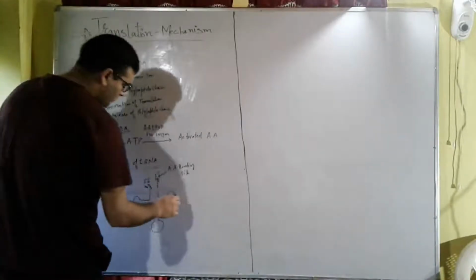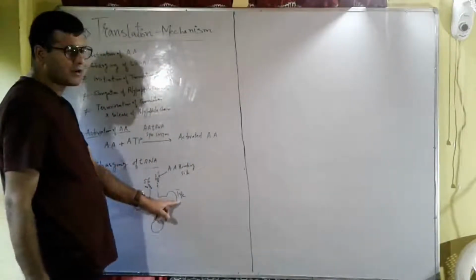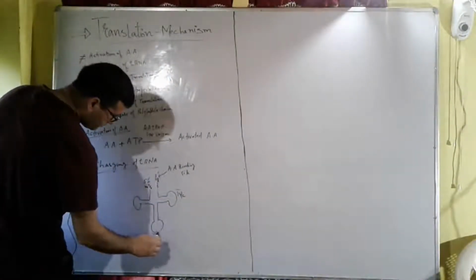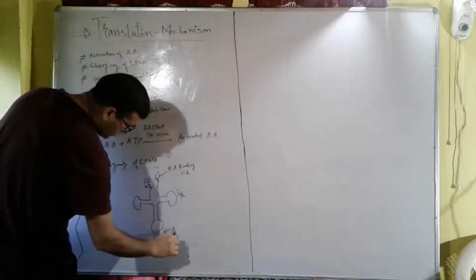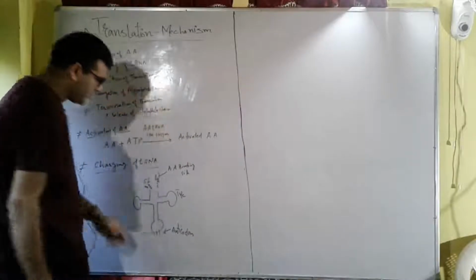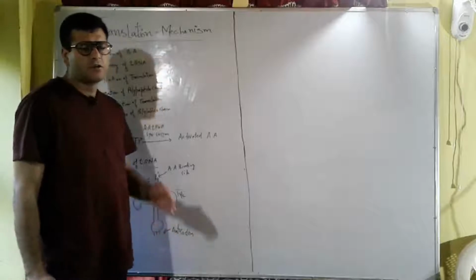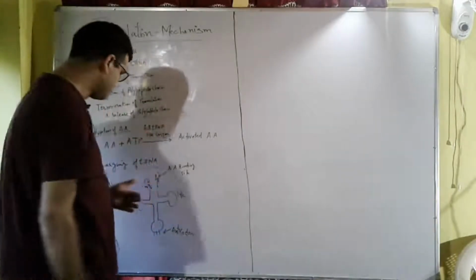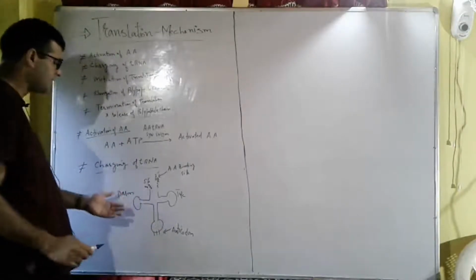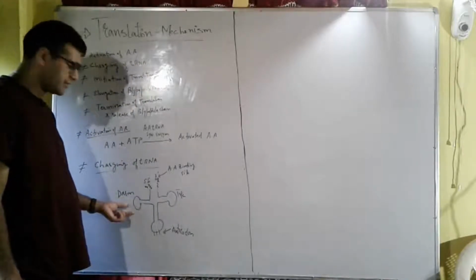Then we have this T-psi-C loop. This T-psi-C loop is for the binding of ribosome. It is called the ribosome attachment site. Then we have the anticodon loop. This anticodon loop has a nitrogen base sequence complementary to the codons of the mRNA. Then the DHU arm, dihydrouridine arm. This is the binding site for the amino acyl tRNA synthetase enzyme.